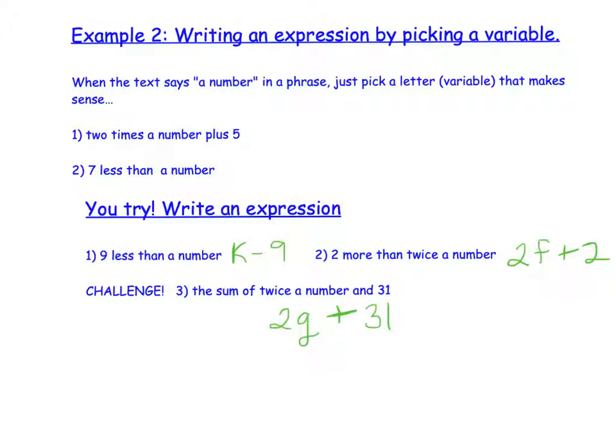And here are those answers. Again, pretty straightforward. I think we've actually had this one before, but I used an F instead. And then here's how they can get more complicated. They're talking about the sum of twice a number and 31. And again, sometimes you have to take your brain out of the math problem and think about what that really looks like in real life.